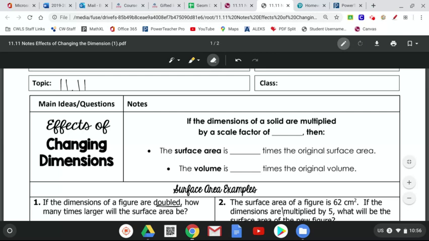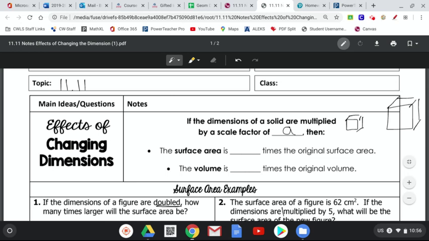Okay. And so basically, think back to scale factor. If the dimensions of a solid are multiplied by a scale factor of a, for this one we're going to use this variable a. So that's a scale factor, okay? Let's say we have this small little building right there, and then we have a big building over here, okay?